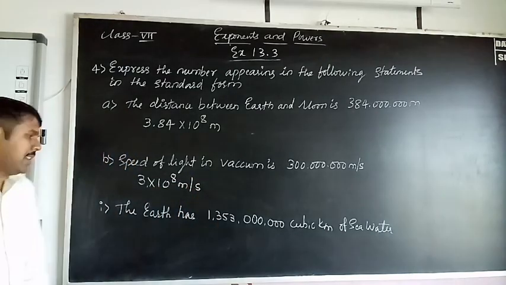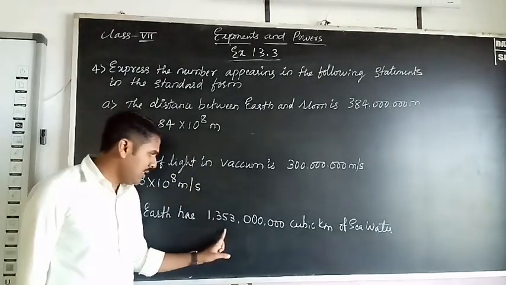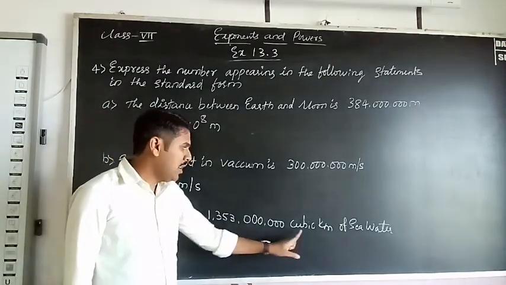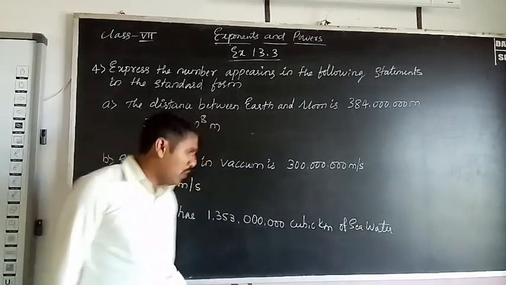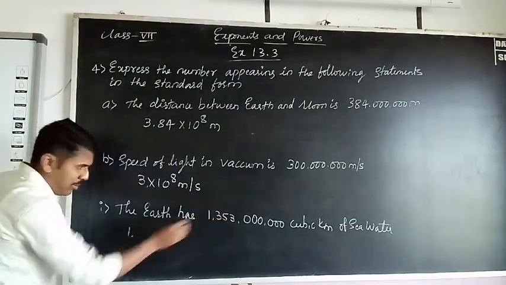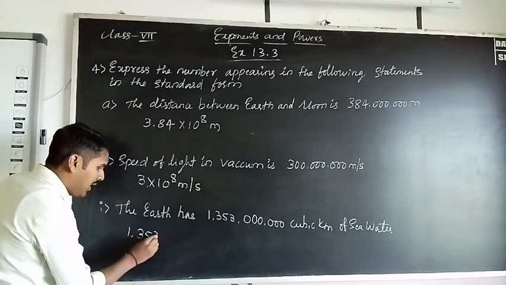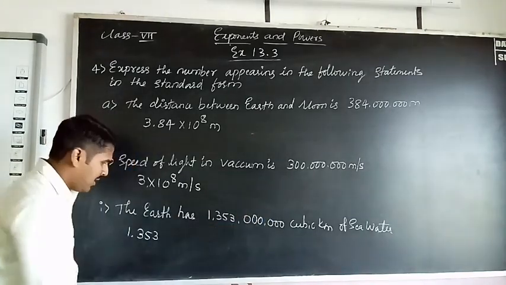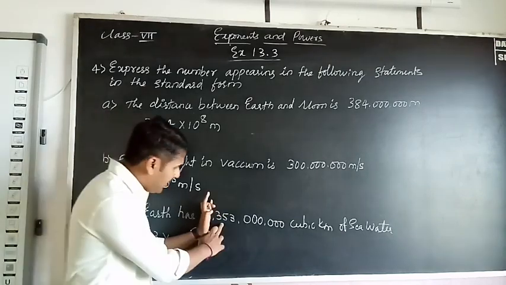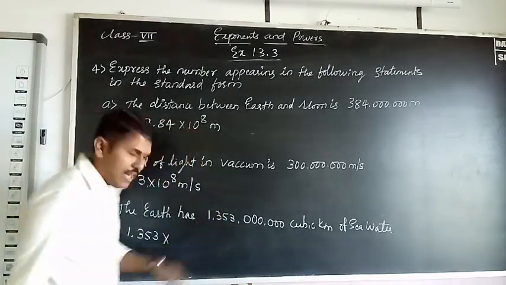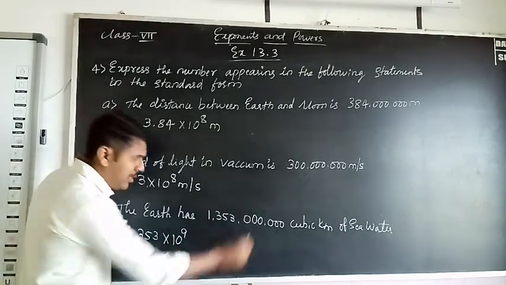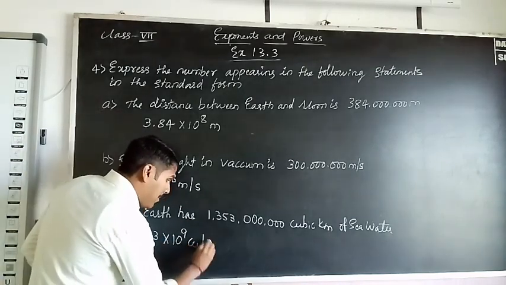Meter per second. So next: the earth has 1 billion 353 million cubic kilometer of sea water. So what is that number? 1 point, write down the remaining digits 3, 5, 3. Neglect the zeros. So after 1, total how many digits? 3 plus 3 plus 3, 9. 10 raised to 9. You should write the unit cubic kilometer.